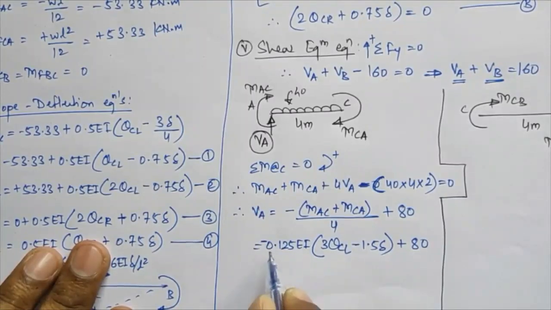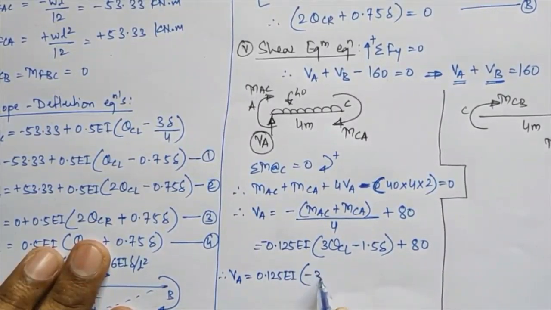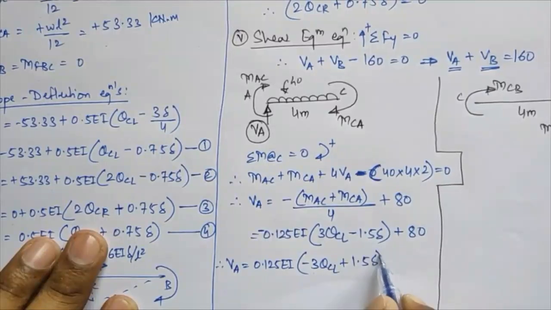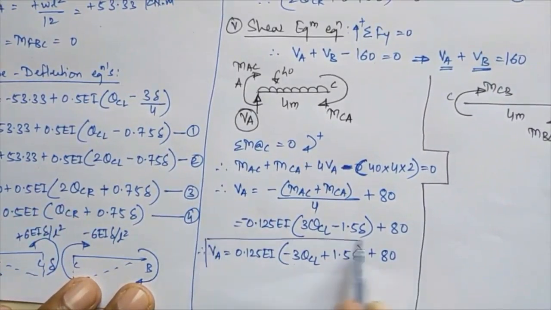So what I'll do, I'll multiply this minus sign inside, so the VA equation I am getting as 0.125 of EI into bracket, minus 3 times theta CL, minus minus will become plus 1.5 times delta plus 80. So this I am getting as the equation of VA.